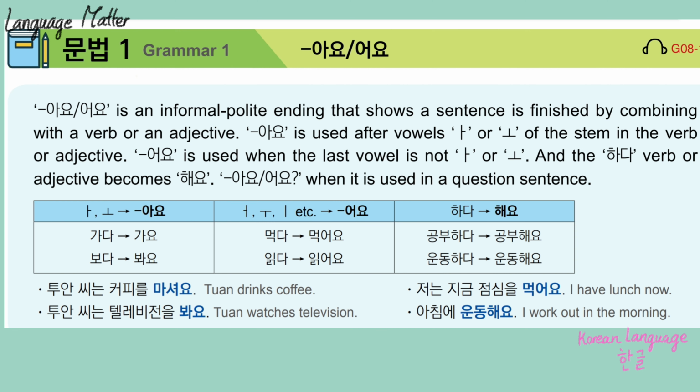For example, look at the chart. Change the verb on the left side to the form on the right. To go, 가다, go, 가요. To see, 보다, see, 봐요. Remember, any subject can go here, I or you or we. Let's move on. To eat, 먹다. Eat, 먹어요. To read, 읽다. Read, 읽어요. And finally, using the 하다 verb.